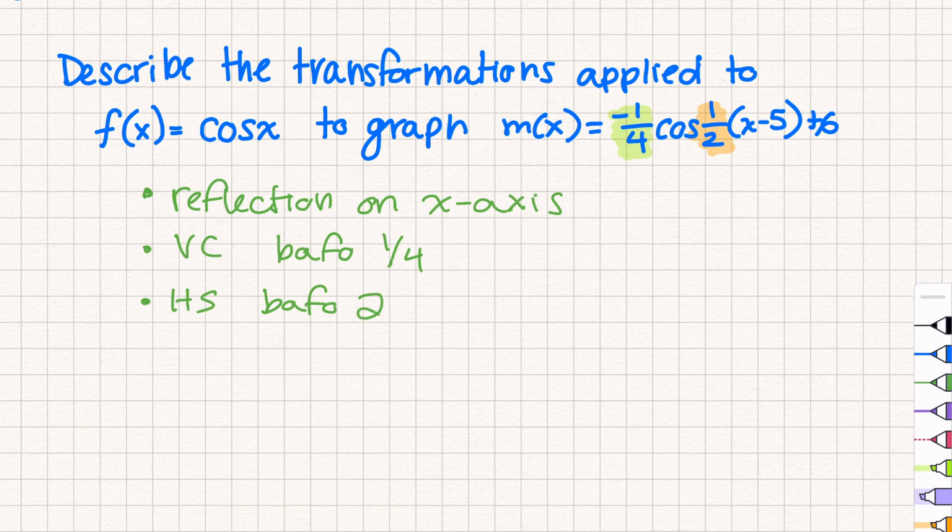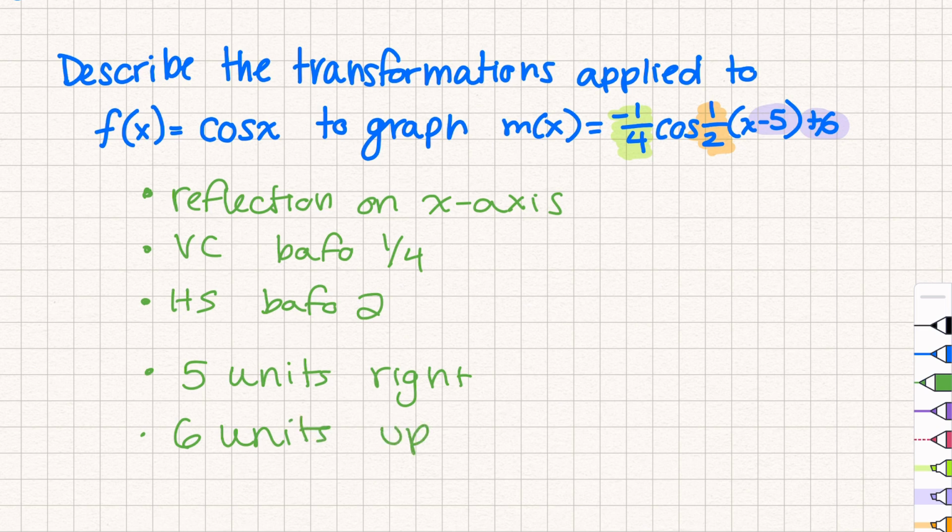And then lastly, we're looking at our d value and our c value, which tells us that we are moving 5 units to the right and 6 units up. Okay, so just like any other function, you describe a transformation starting with a, k, d, and then c.